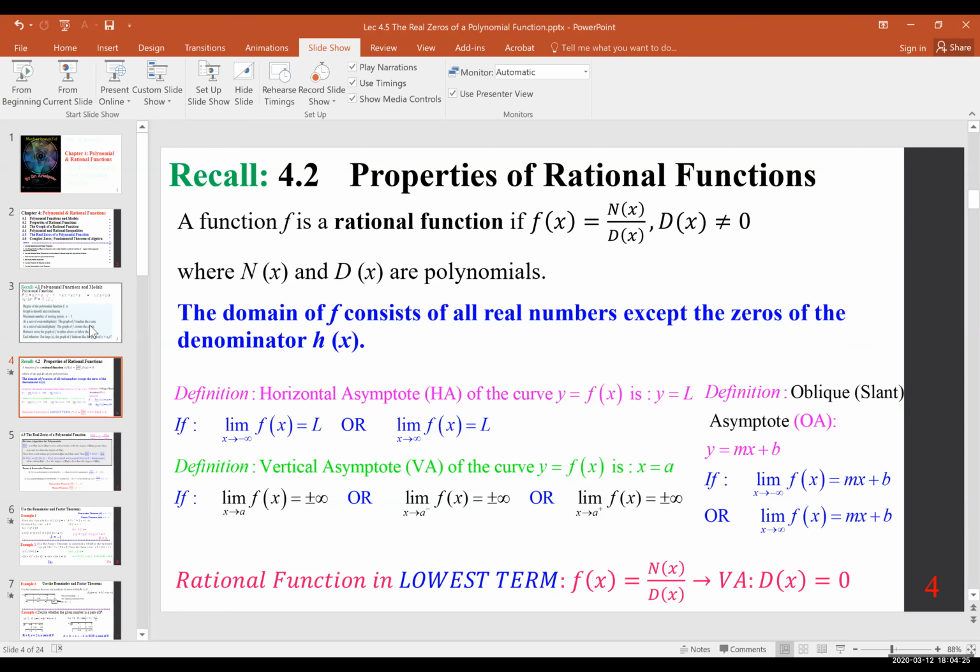A rational function in general is in the form of n of x over d of x. To graph a rational function, just like any other function, we need intercepts. In addition to that, we find asymptotes: vertical asymptotes, horizontal asymptotes, oblique asymptotes, okay?